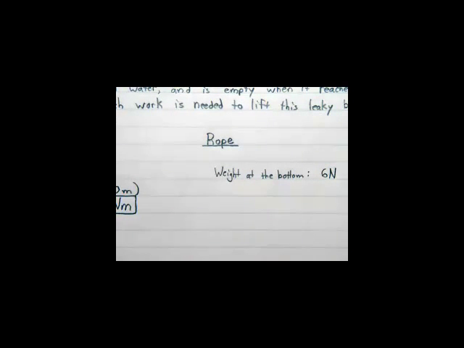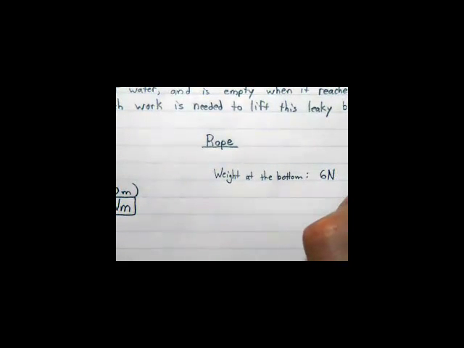Yeah. So I've got 20 meters of rope. Every 1 meter of rope is 0.3 newtons. So 20 times 0.3, right? Should be 6 newtons then. Okay. So weight at the bottom, that's 6 newtons.